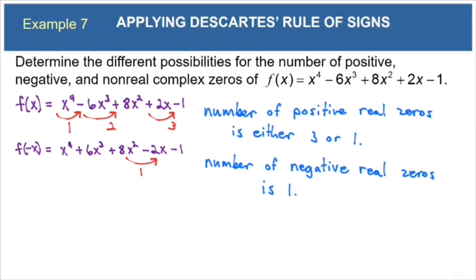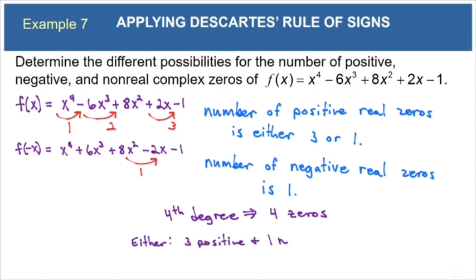Now let's sum up the different possibilities that we have here. We know from the fundamental theorem of algebra that the number of zeros this polynomial should have is 4. Some of them are going to be real and some of them might be non-real, or what we sometimes call complex. So let's see what the different possibilities are. If the number of positive real zeros is 3, and we know the number of negative real zeros is 1, that's a total of 4 zeros. 3 positive real zeros plus 1 negative real zero makes 4 zeros. That's all there can be. So that's one way things can happen.